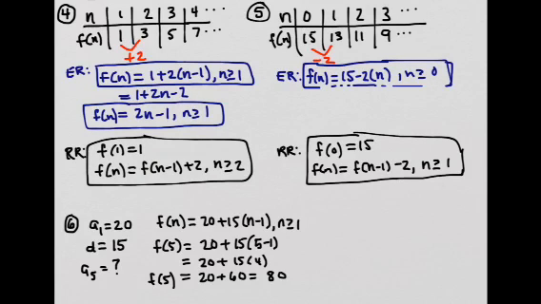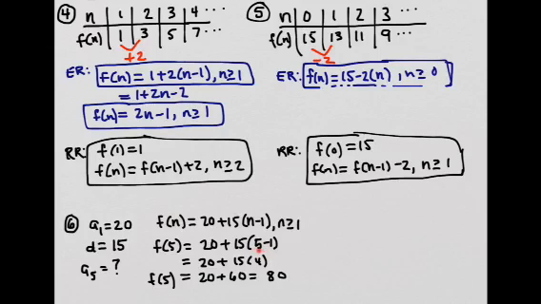Alright, so number 6, they tell you that the first term is 20 and the common difference is 15. They want you to find the fifth term of the sequence. So here's the explicit formula. And I didn't distribute the 15, I just left it as is, and I replaced the n with a 5. You could simplify, I mean, you could distribute and then plug in at the end. That's okay too.